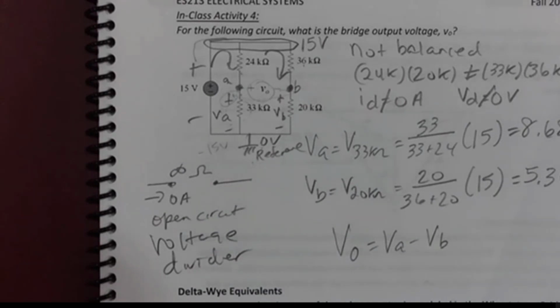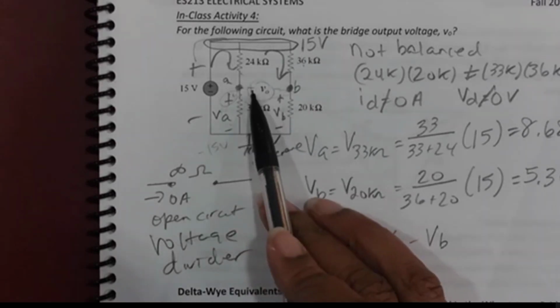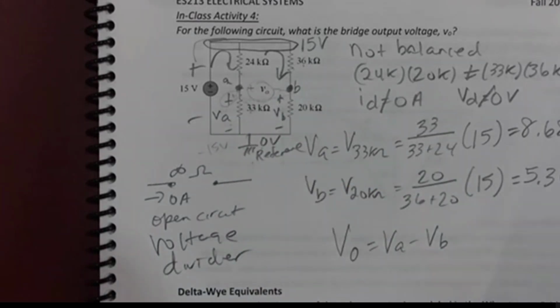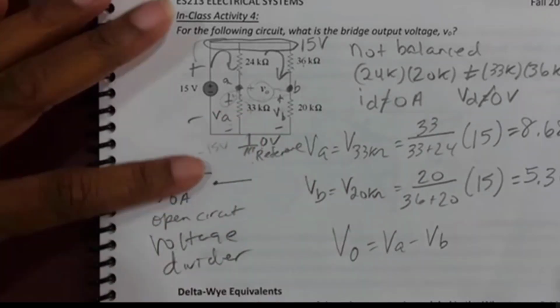Why isn't it VB minus VA? Because of the polarities on V0. Higher potential to lower potential, VA minus VB. If I flip-flop the plus and the minus, it would be VB minus VA. You have to look at where the plus and the minus are.